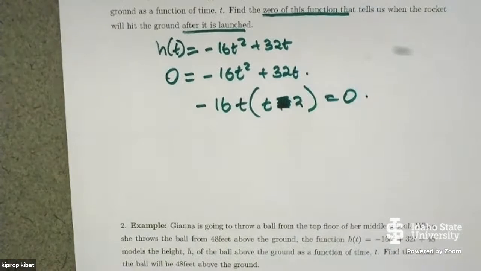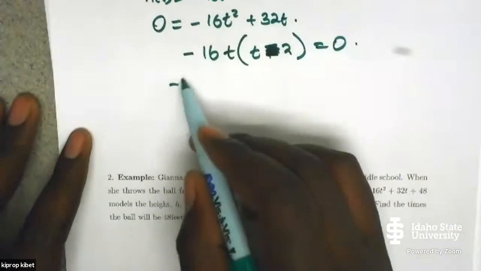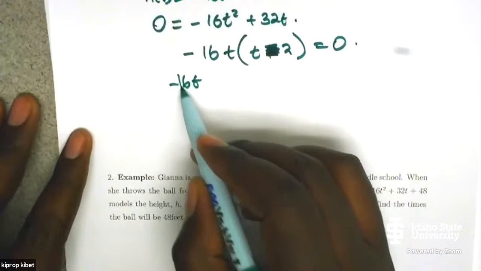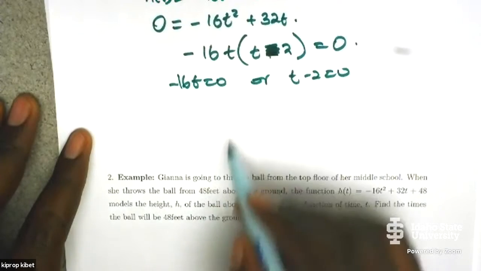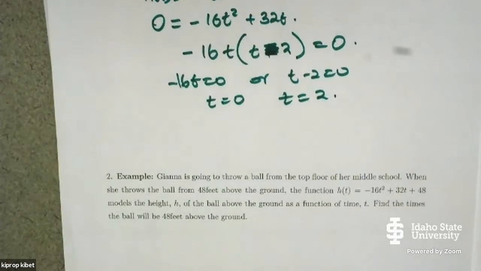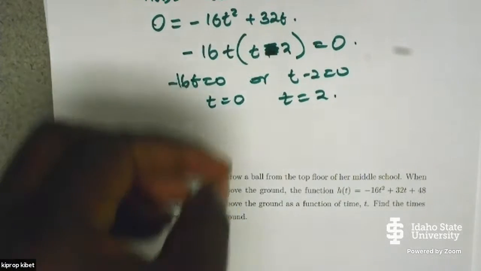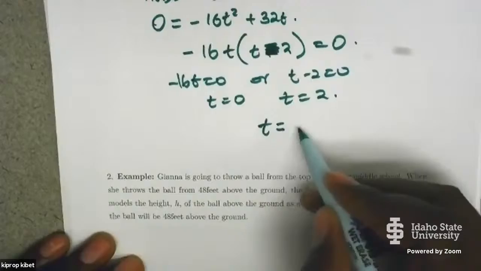Now, using the zero product property, minus 16t equals 0, or t minus 2 equals 0. So our t equals 0, and our t here equals what? 2. So are we going to take t equals 0 or t equals 2? Because it was launched, that means it took some time and then it came down. Therefore, our t will be equal to 2.